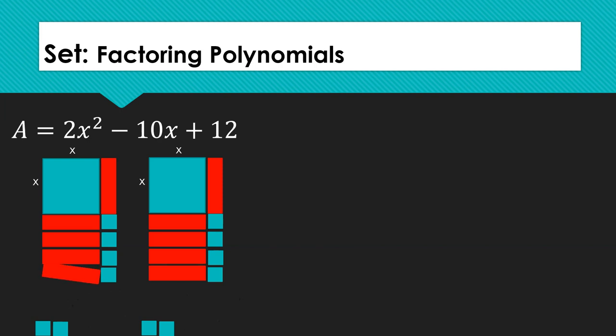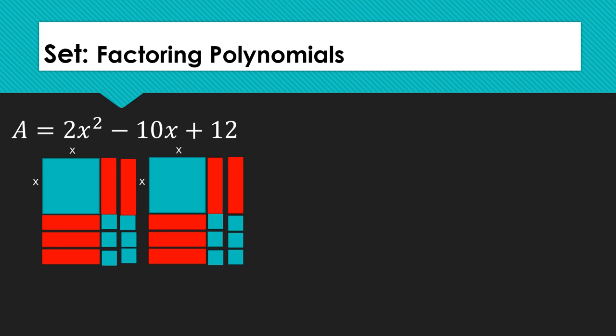When we move another rectangle from the bottom of each model to the right of each model, we see that now we can completely fill in the empty spaces with the small squares. Now we have 2 of the models, each with dimensions x plus 2 and x plus 3.